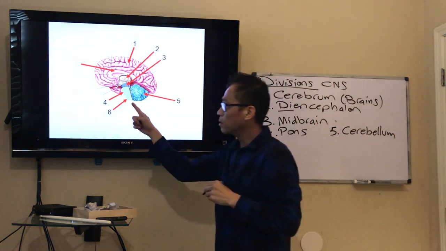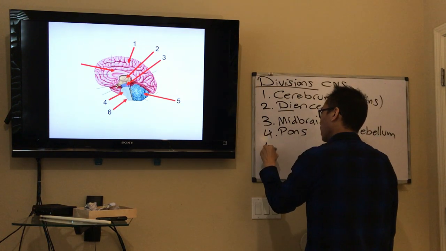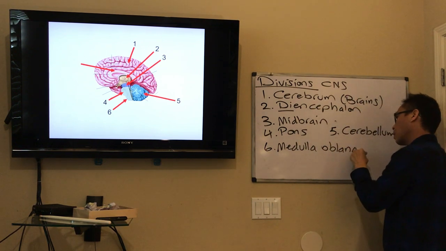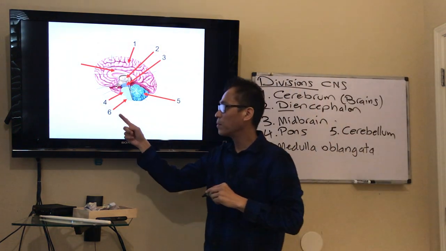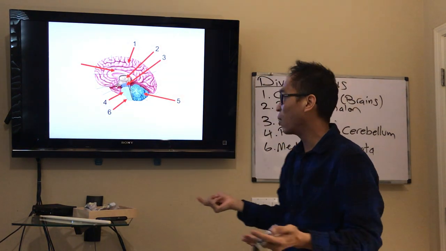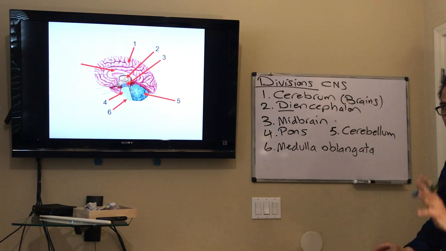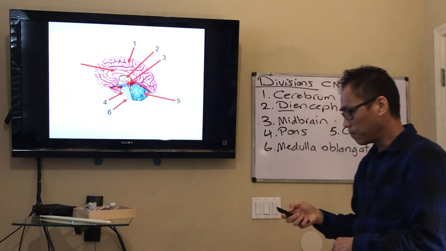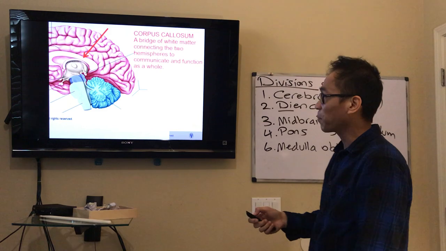Number six, medulla. The full name is medulla oblongata. Inferior to the medulla is the spinal cord, which is not shown, also part of the CNS, and I already talked about it, so I didn't put it on this figure. But those are the basic divisions of the CNS minus spinal cord.